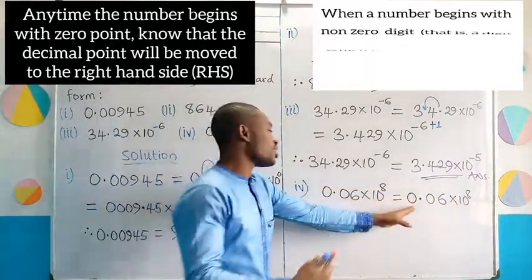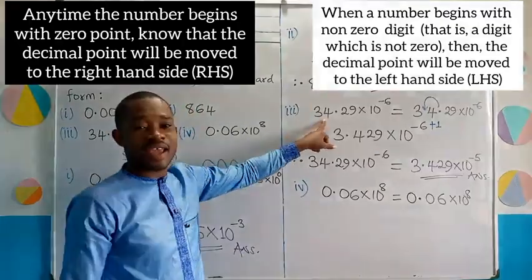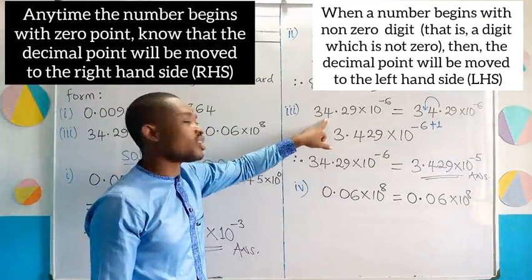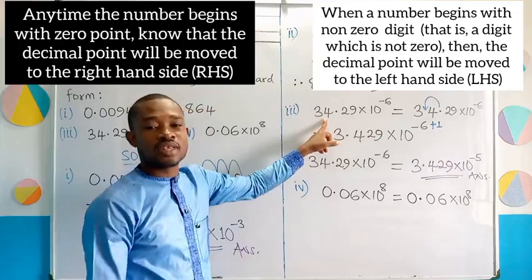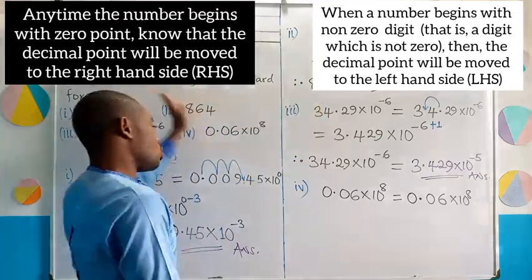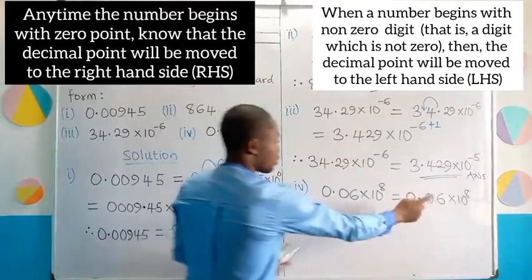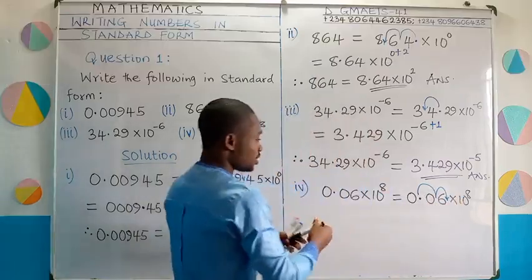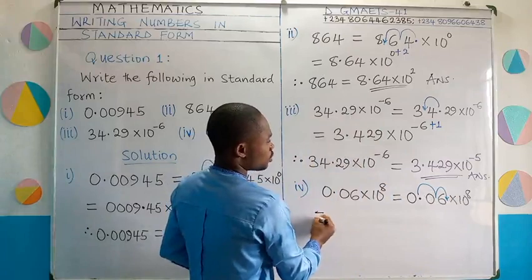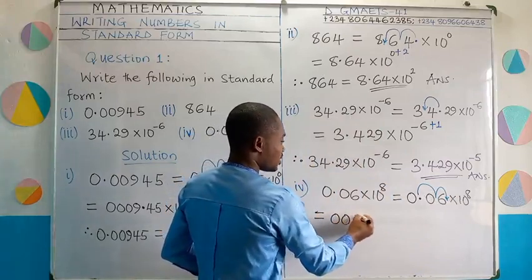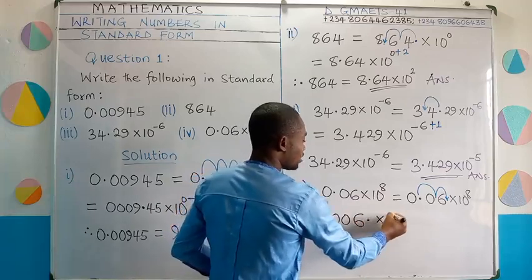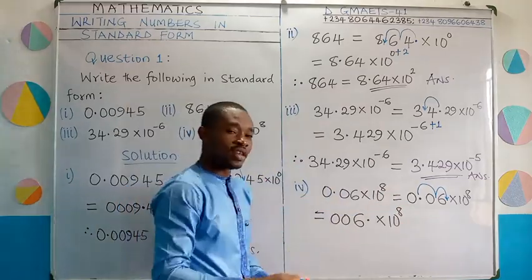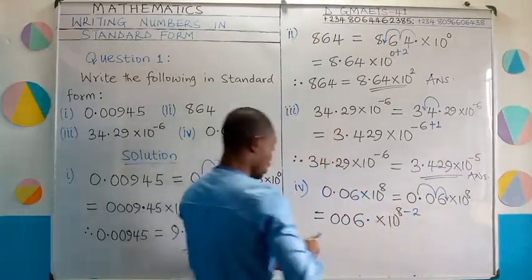But if the whole number part in the question given to you is not 0, and it is not in its basic standard form, you move the point to the left. So here, I'm going to move the point 1 and 2, so that this is going to give me 006 point, then times 10 raised to the power 8. I moved the point 2 times to the right. Therefore, I will minus 2 from the power.